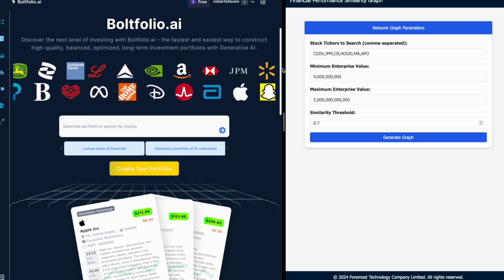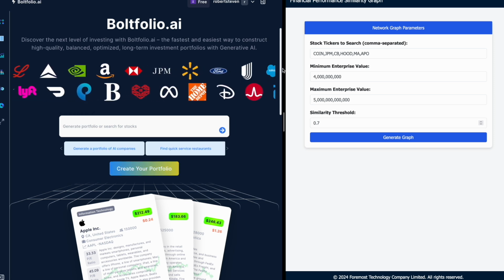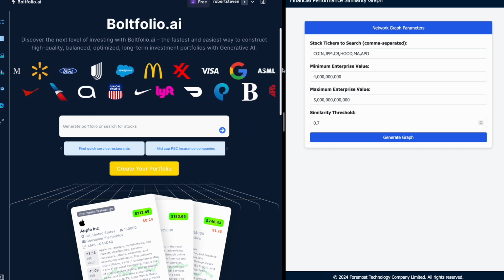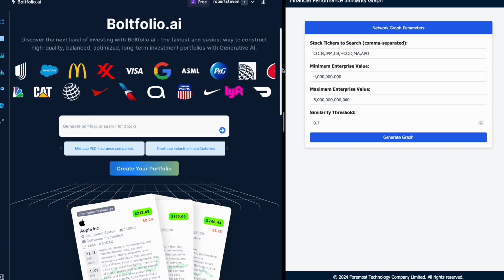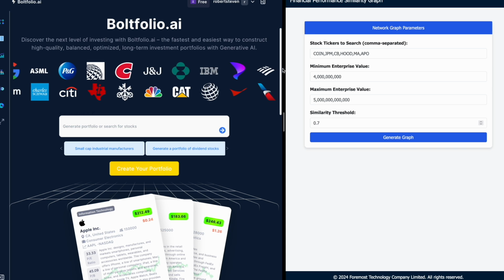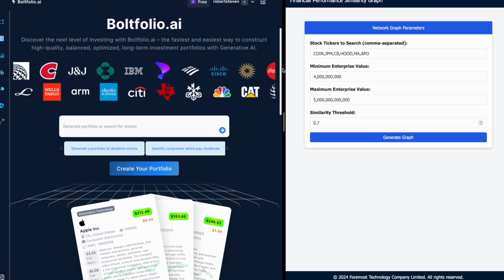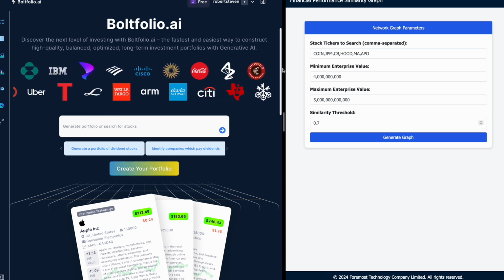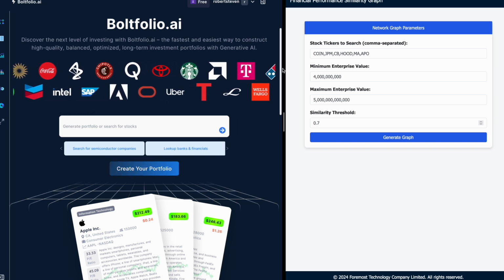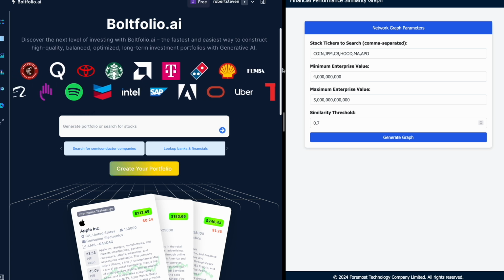So long term, I do think that a product like Boltfolio.ai can actually benefit people beyond just stock market investing. I think it can form the basis for helping people make decisions, understand concentration risk and volatility, and understand how to put the perfect recipe together. So that's the long-term vision for Boltfolio, that it can go beyond just stocks.